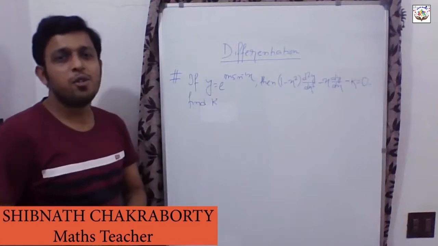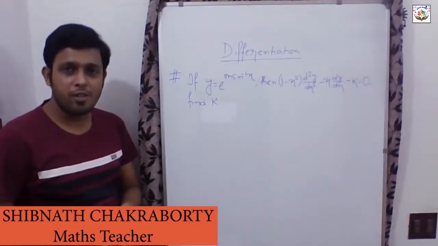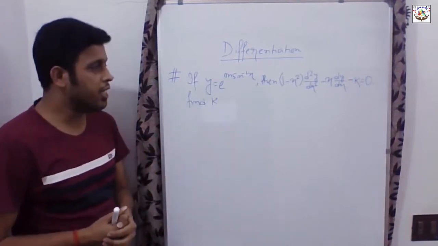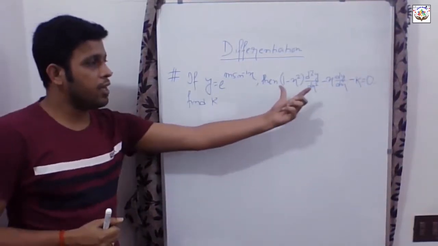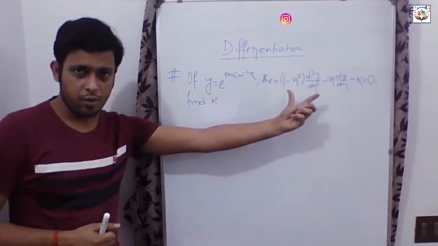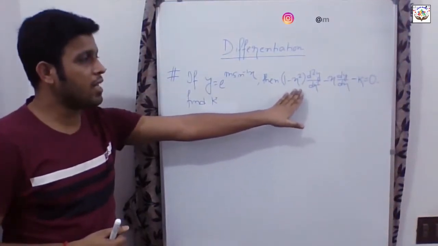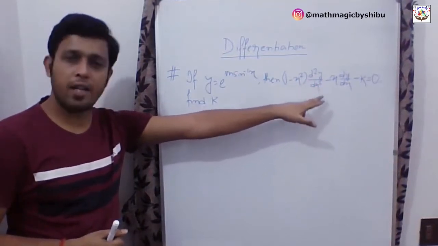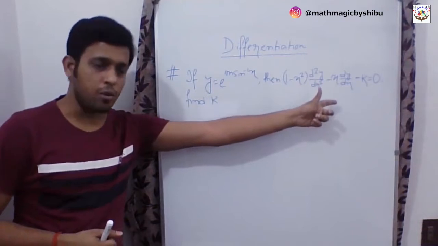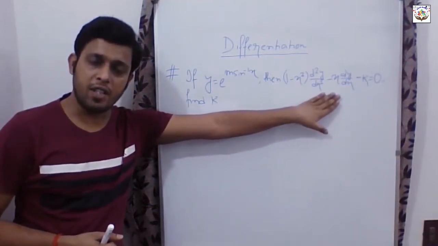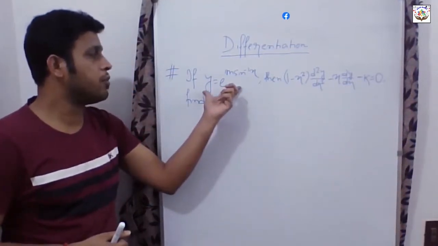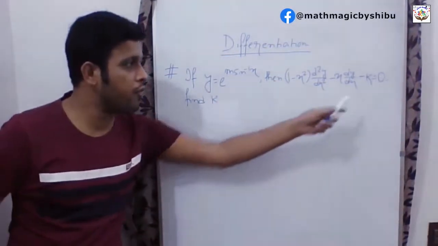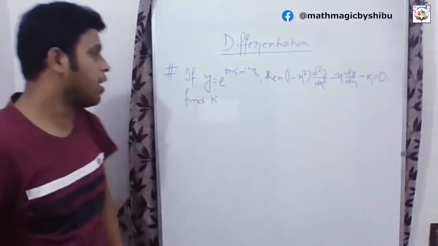Hey, welcome all. So today our problem is on differentiation. If y equals e to the power m sin inverse x, then they have already given an expression for the problem, right? 1 minus x square d2y by dx square minus x into dy by dx minus k equals 0. So with the help of this expression, we need to find the value of k. We need to find the value of k, right?